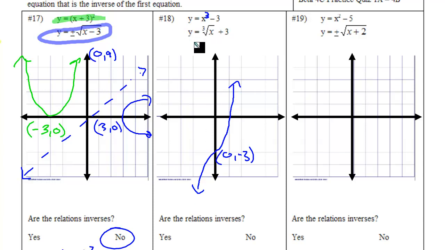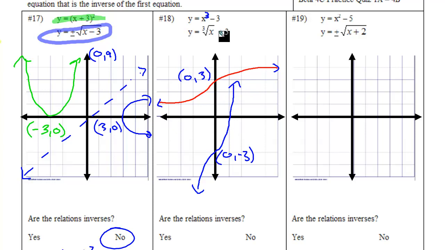This graph here is reflected over the line y equals x, so it's going to look like this. And it's translated up 3. So that's what you see here, and it's up 3. So the vertex is (0, 3). And we'll call this yellow. That's red. That is not yellow.